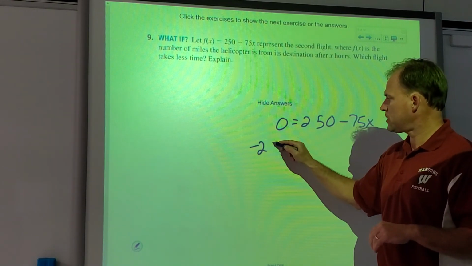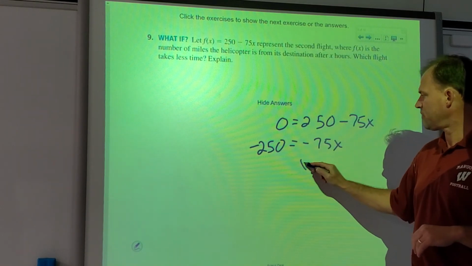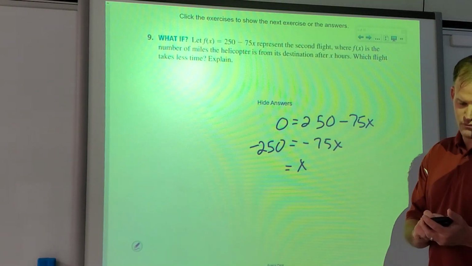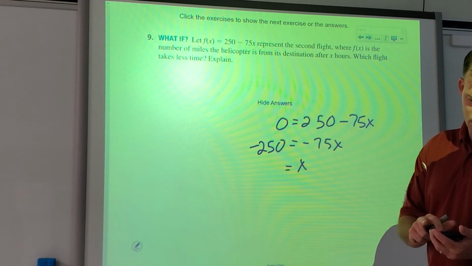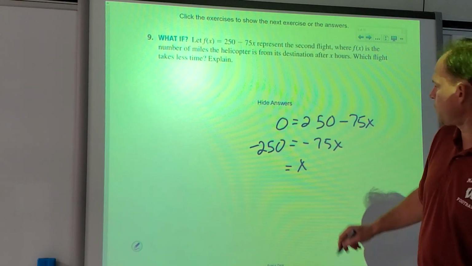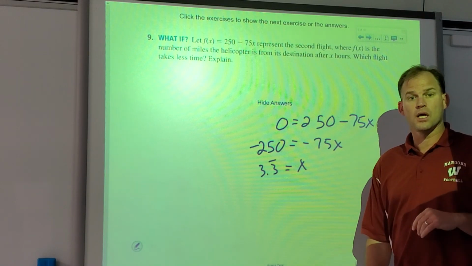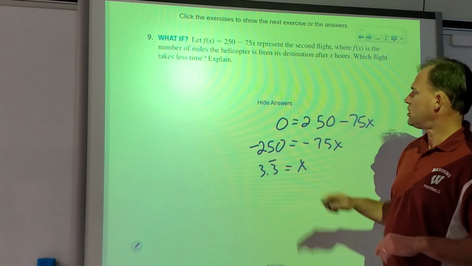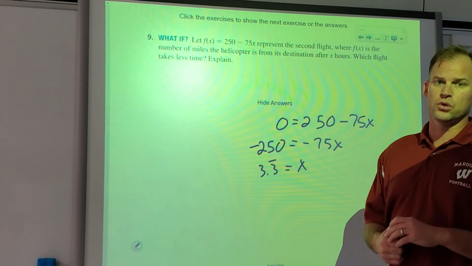Subtract 250. Divide by 75. 250 divided by 75, wrong button. 3 1/3. So that's 3 1/3. So this is the longest situation.